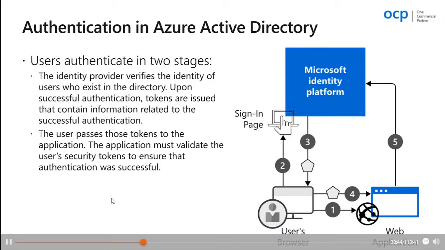Authentication in Azure Active Directory always happens in two stages. So let's imagine this example in the diagram. I have the user browser, I access a web application. That web application is already registered on Azure Active Directory. So what happens is that I'm forwarded to the single sign-on page of the Microsoft Identity Platform. I introduce my username, my password, and then I get a token that is issued that contains the information related to my authentication. And then I pass that token to the application.